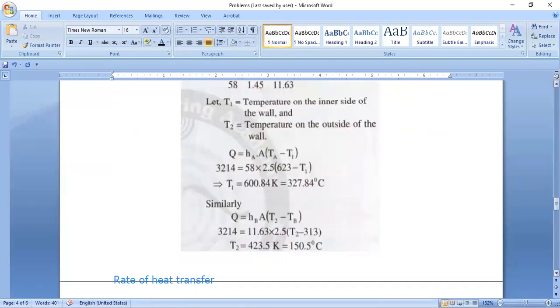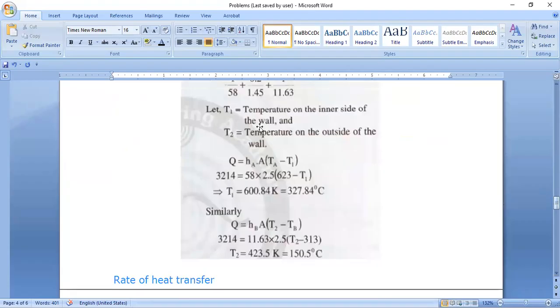Next, T1 is equal to temperature on the inner side of the wall. T2 is equal to temperature on the outer side of the wall. Q is equal to HA into (TA minus T1). T1 is equal to 600.84 Kelvin. And similarly Q equals HB into A. This is Newton's law of cooling.